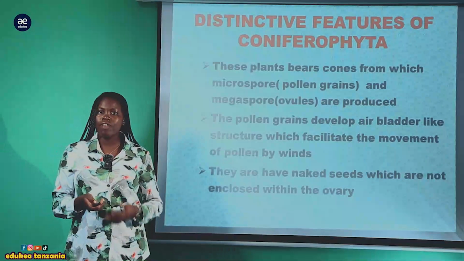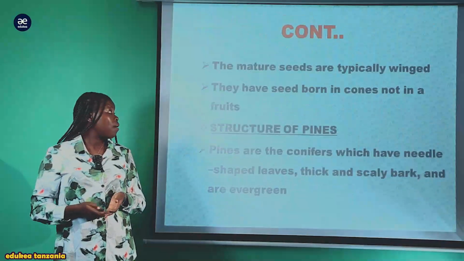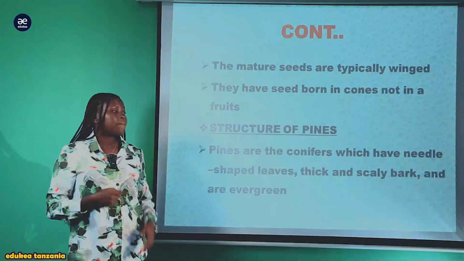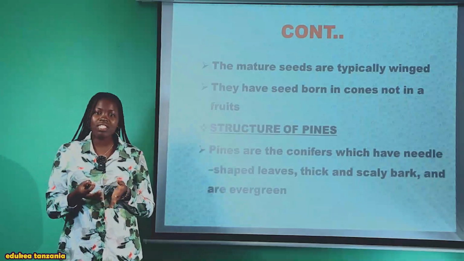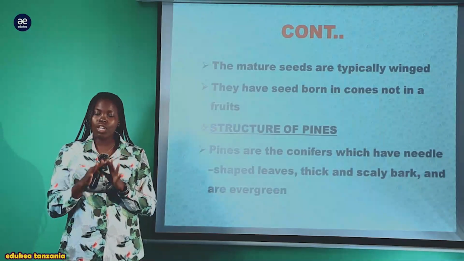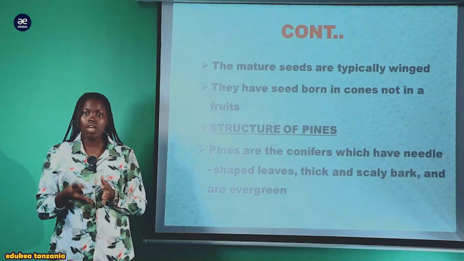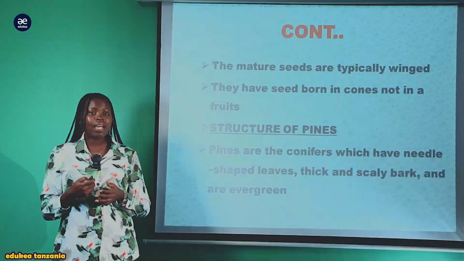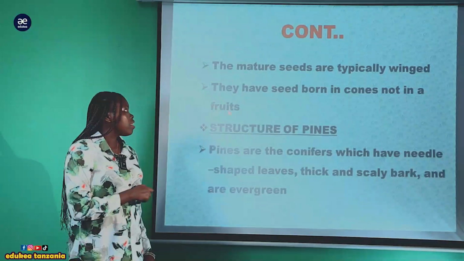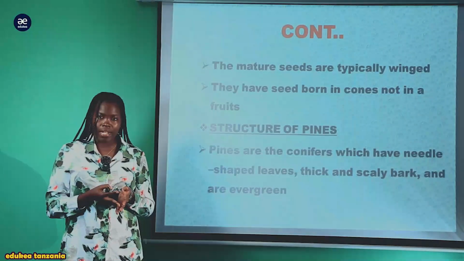Also, the mature seeds are typically winged. This is an adaptation for wind pollination. Zikiwa mbegu zake zinakuwa zina wing-like structure as adaptation for wind pollination, means they can be carried from one place to another by wind kwa ajili ya fertilization. Also, they have seeds borne in cones and not in fruit. Since they are non-flowering plants, their seeds are produced or found within the cones, a cone-like structure.